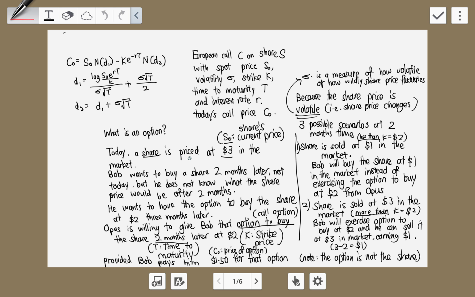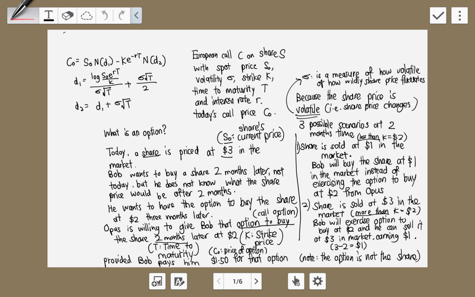A share is priced at $3 in the market, and Bob, a person, wants to buy the share 2 months later. He doesn't want to buy now. The characteristic of an option in finance is that it is usually about the future. That means the right to buy a share at a certain price in the future. So it's not today, but he does not know what the share price should be after 2 months, right? Why do we need an option to buy? Because we do not know what the share price would be at a certain point in the future.